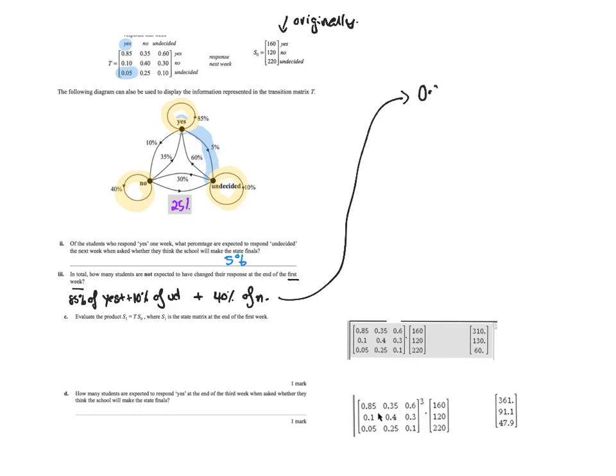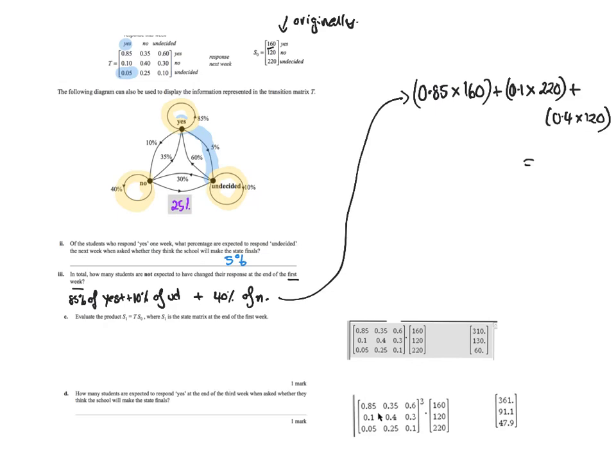So 85% can be 0.85 times yes, there was 160. Then we'll plus 0.1 times the undecided, which was 220, plus 40%, which is 0.4, times the no, which is 120. So you'd add them all up and that would be your answer.